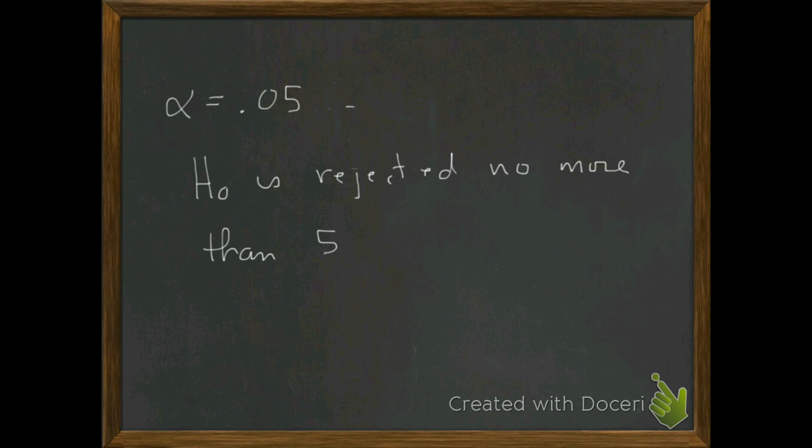So if we set alpha at 5%, then what we know is H sub 0 is rejected no more than 5% of the time when H sub 0 is true.